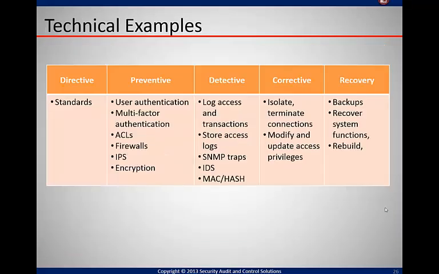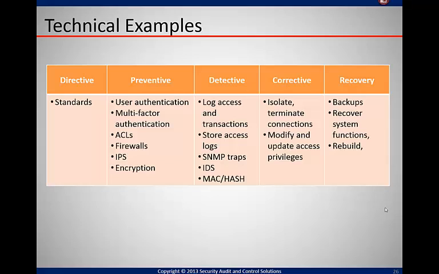When we have technical examples, we have standards there. Preventative controls can be user authentication, multi-factor authentication, access control lists, firewalls, intrusion prevention, and also encryption. When we look at detective controls, as a couple of examples, log access and transactions, so we review that. Store access logs in a remote system so they can't be hacked into if the system is hacked. Simple network management traps, intrusion detection, and also then MAC and hashing on files if they are changed. And we can actually detect if they are changed.